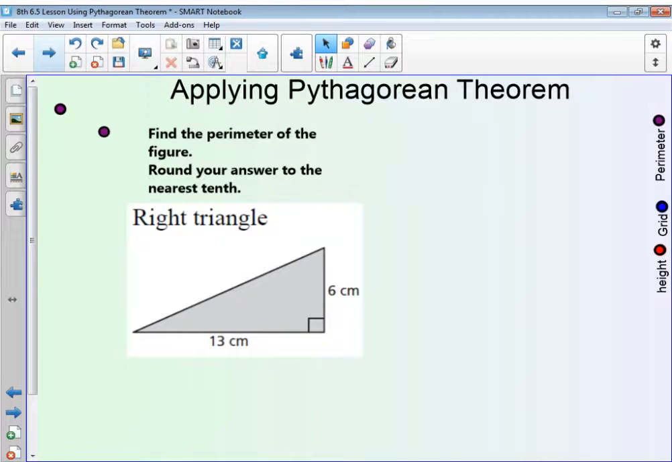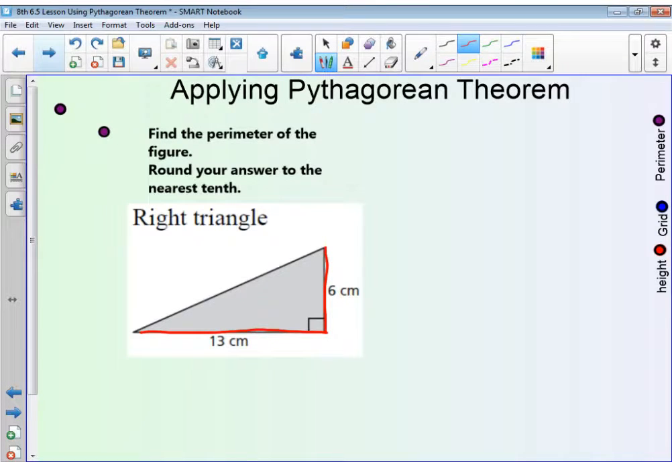Applying Pythagorean theorem, it says find the perimeter of the figure, round your answer to the nearest tenth. So if I want to find the perimeter, I want to add together the outside. So I'm probably going to do a decimal answer here. So Pythagorean theorem, a squared plus b squared. Here's my a and b.